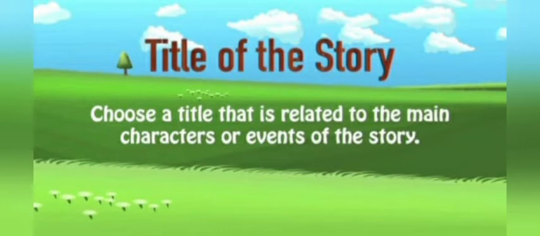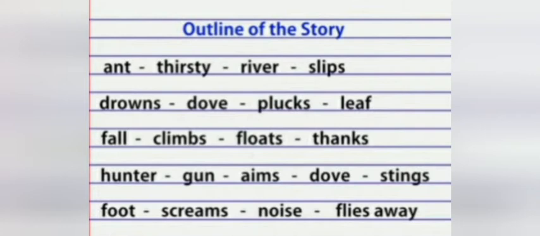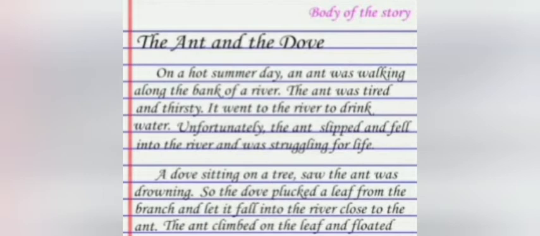Ensure that your story has a message for its readers. So write the moral at the end of the story. Clear? Now, as in the beginning of the story, I gave you an outline of the story. Now, let me explain the story. From the outline of the story, we know about the main characters, the ant and the dove. So, I write the title here, The Ant and the Dove.